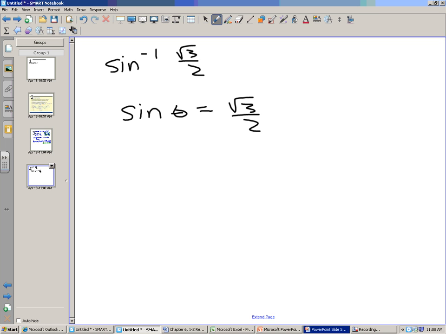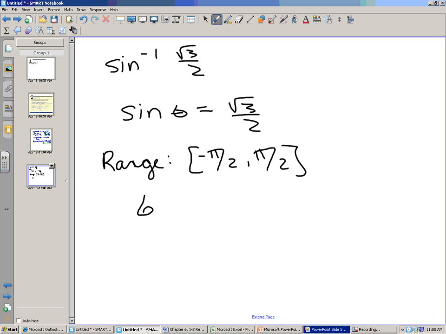Okay? Now, keep in mind that our range is from negative pi over 2 to pi over 2 because we're dealing with sine, right? Okay? So what angle has a sine of the square root of 3 over 2? The square root of 3 over 2 is going to be 60 degrees, which is pi over 3, or what other angle has a sine value of the square root of 3 over 2? I'm sorry?